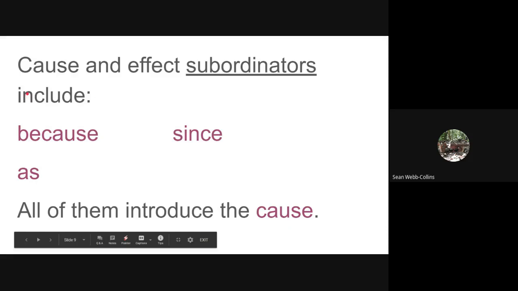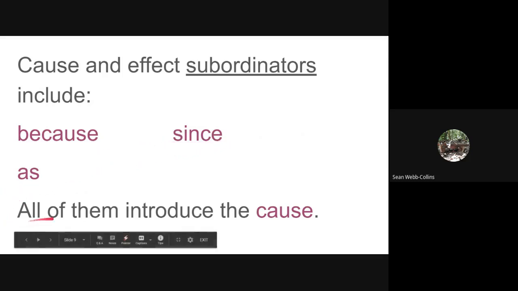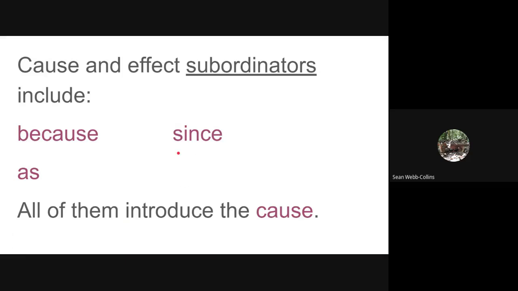So, as we previously mentioned, there are four different types of subordinators, and we use them for various reasons, including cause and effect. Examples include because, since, and as. All of them are used to introduce the cause of an action. X, because Z, Y, or since Y, Z. As X, Y.